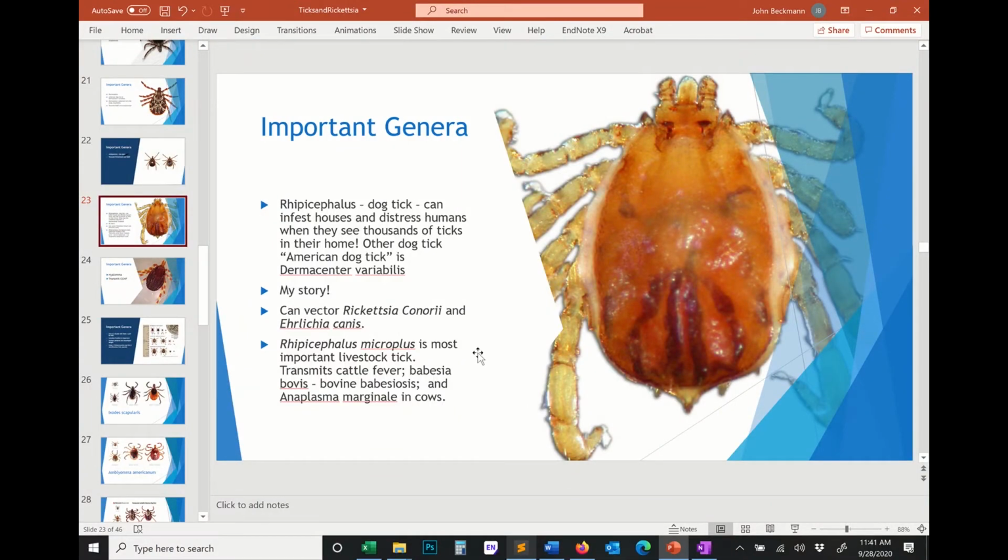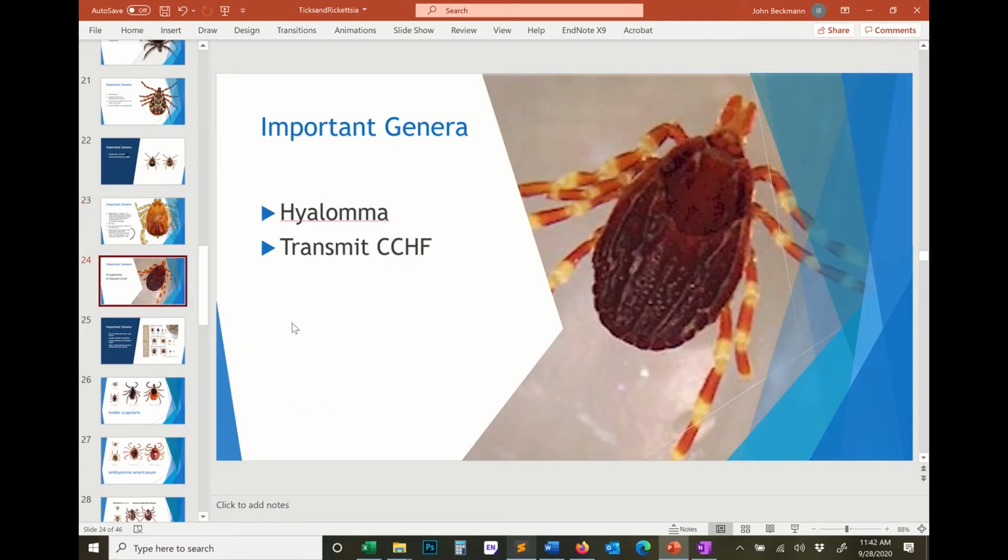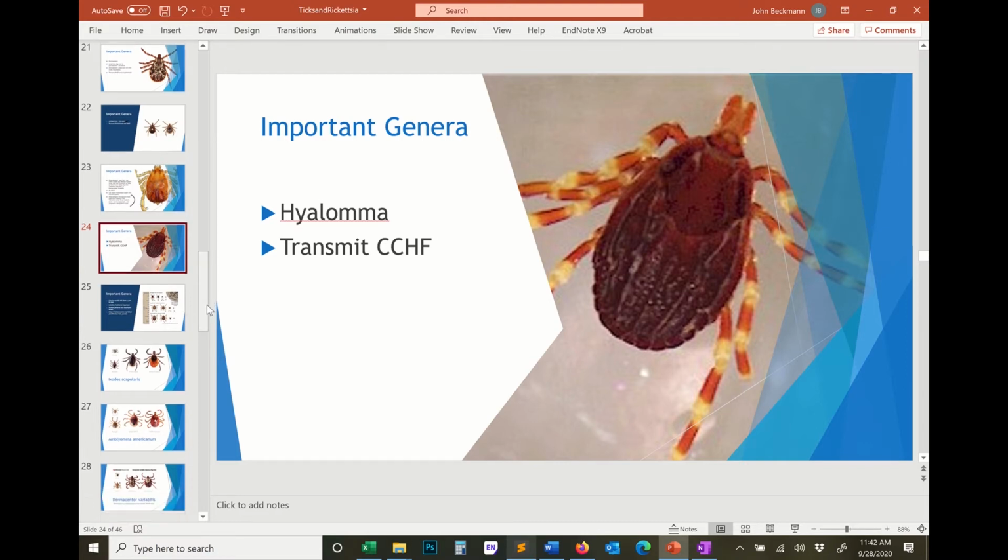So Rhipicephalus can vector Rickettsia, Connorii, Ehrlichia. We'll talk more about those. If you're a veterinarian for agriculture, Rhipicephalus microplus is an important livestock tick, which transmits cattle fever, or bovine babesiosis, or Anaplasma marginale, which is a big issue in cows. So if you care about cows, this is a tick you want to know. And then there is Hyalomma, which transmits Crimean-Congo hemorrhagic fever. So those are kind of the important genera. You want to have just heard of what they are.